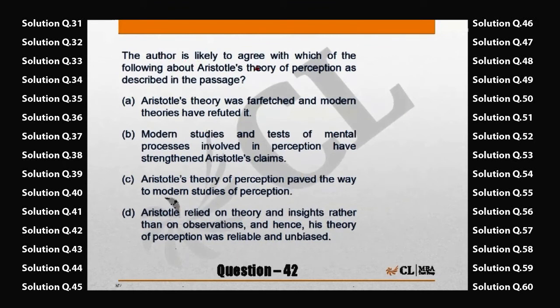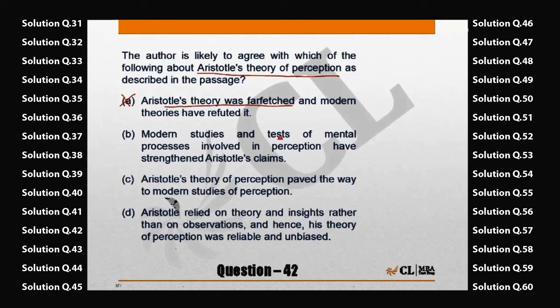42. The author is likely to agree with which of the following about Aristotle's theory of perception as described in the passage. So let's look at the options and quickly eliminate some of them. A can be eliminated. Aristotle's theory was far-fetched. Now this is a very strong position. I don't think that the author has given us any sense that he takes such a harsh position on Aristotle's theory. In fact, he was also praising Aristotle a bit here and there. So this would be something that can be eliminated.